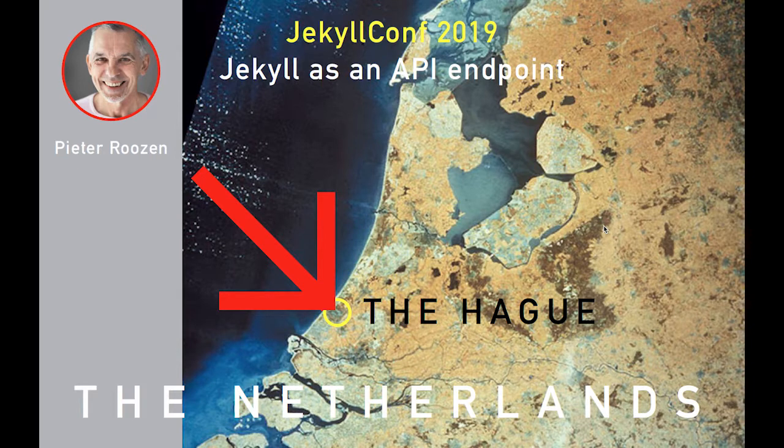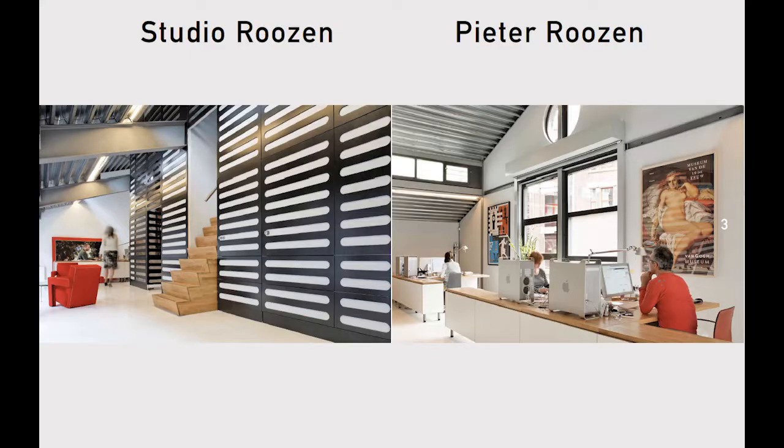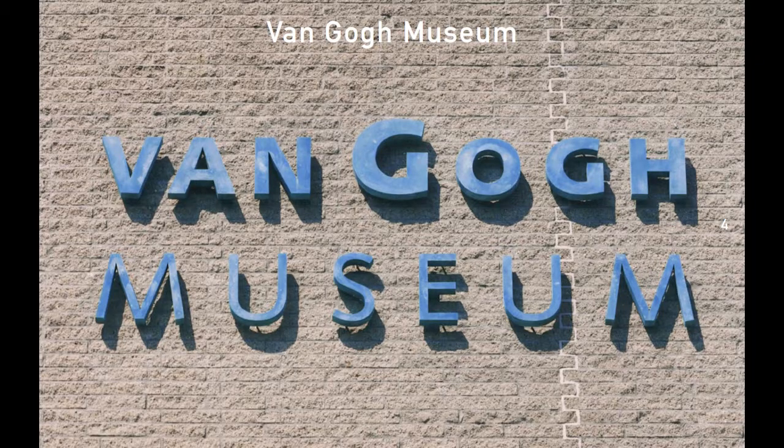Hello, my name is Pieter Roozen. I'm a graphic designer based in The Hague, the Netherlands. I'm owner at Studio Roozen, specialized in designing books, art catalogs and museum concepts for the main Dutch museums. Among others, more than 15 years in full service for the Van Gogh Museum Amsterdam.